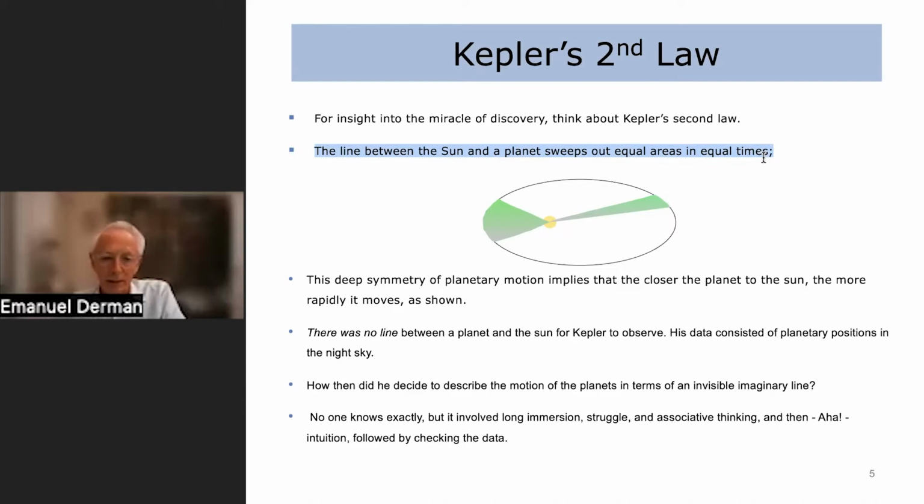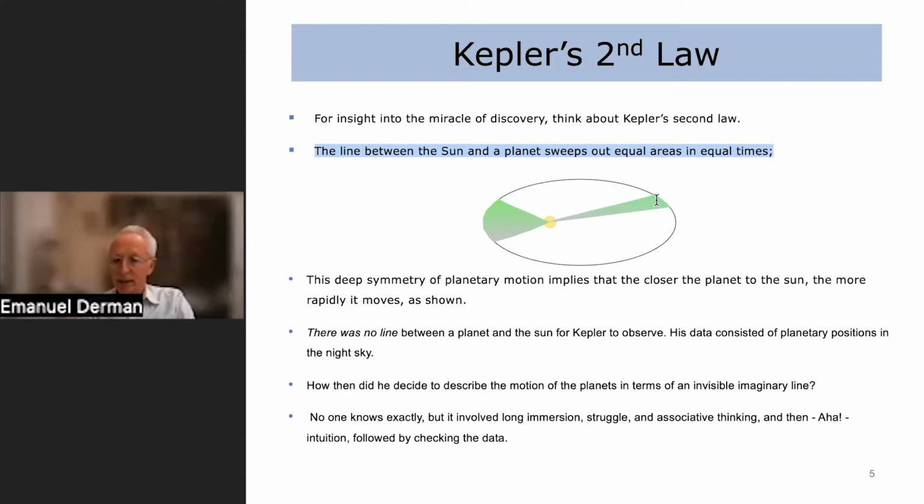If you look at the green arc or triangle on the left and the green one on the right, they both have equal areas, so that as the planet moves, the areas swept out in the same amount of time are the same. Therefore, the planet that is nearer has to move faster to sweep out an equal area. And the planet that is further, over here on the right, has to move slower to sweep out the same area. This deep symmetry of planetary motion, which later under Newton turns out to be equivalent to the law of conservation of angular momentum, implies that the closer the planet, the more rapidly it moves.